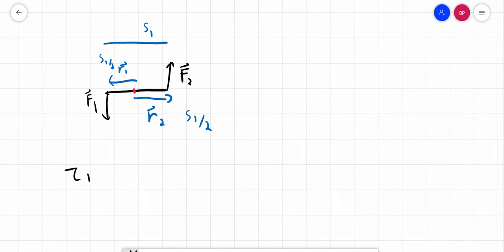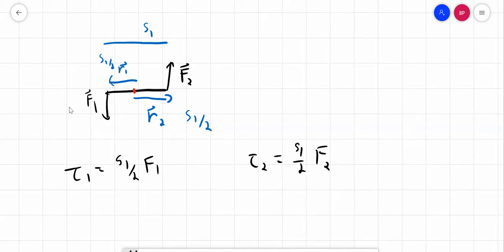Okay, let's switch back to black. So our magnitude of torque, at least caused by F1, is this distance times this force times sine of the angle between them. But we can see these vectors are perpendicular, right? This vector is moving to the left and this vector is moving down. So it's just R times F. So that's S1 over 2 times F1. And our torque 2 is going to be exactly the same. It's S1 over 2 times F2.